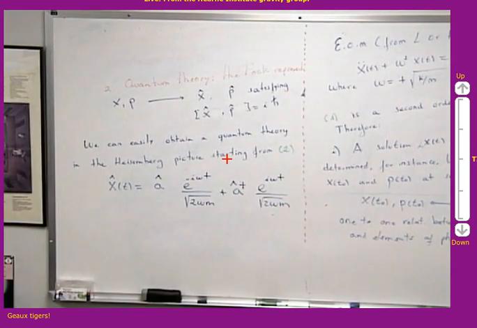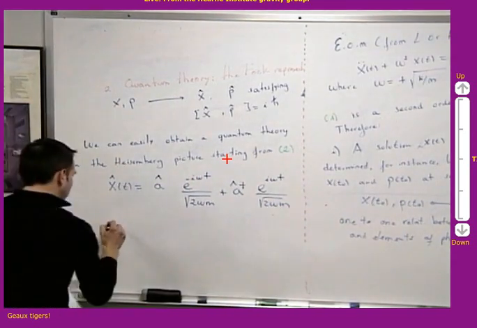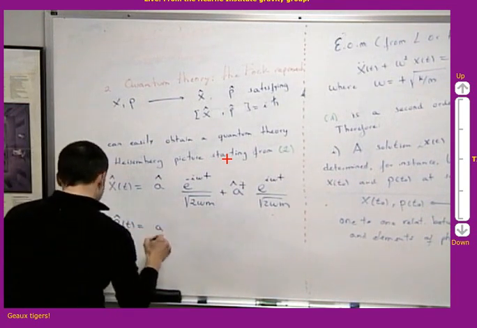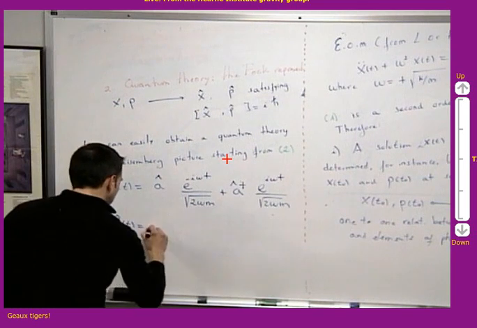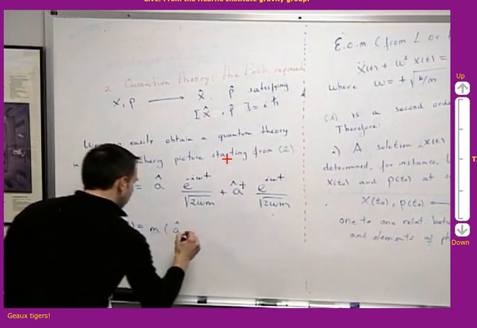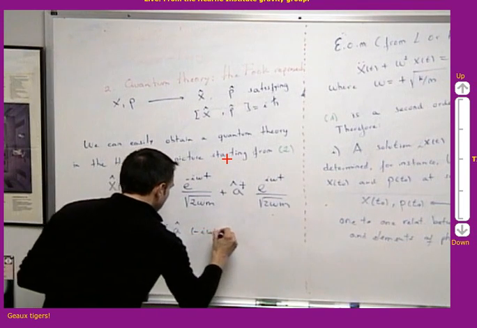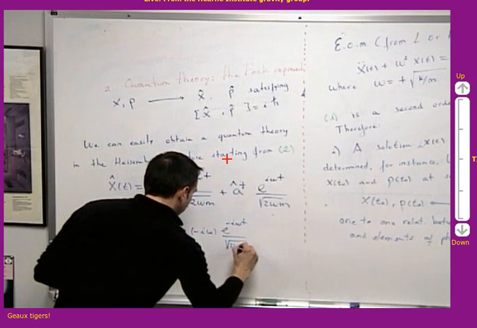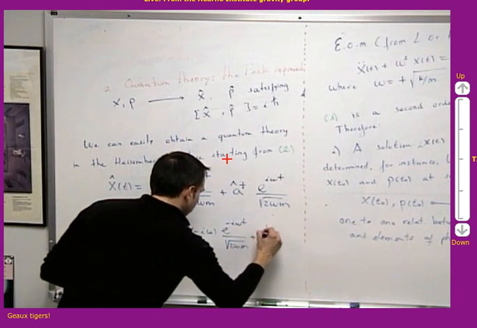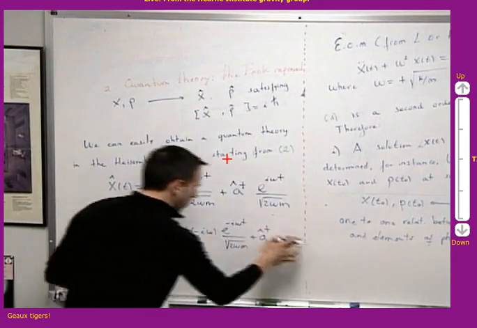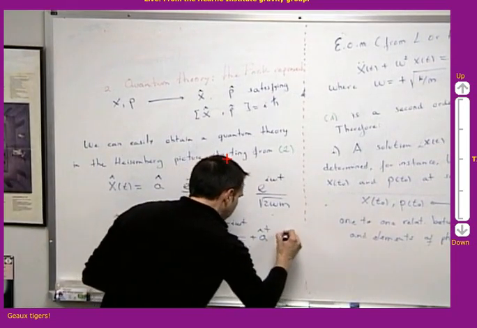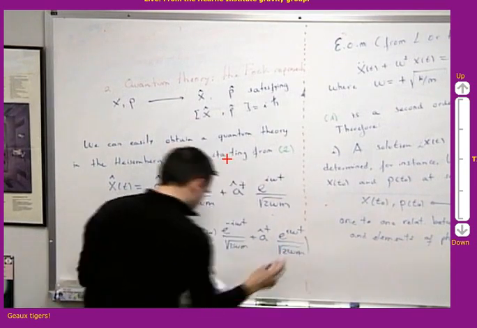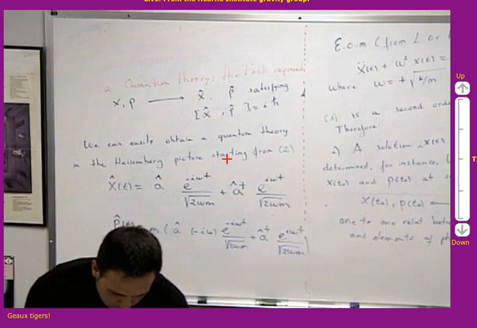So we have here a candidate for the quantum operator for the position, and here we have a candidate for the quantum operator for the momentum. Sorry if I forget hats, I will forget them at some point in the future. So we have these two quantum operators.